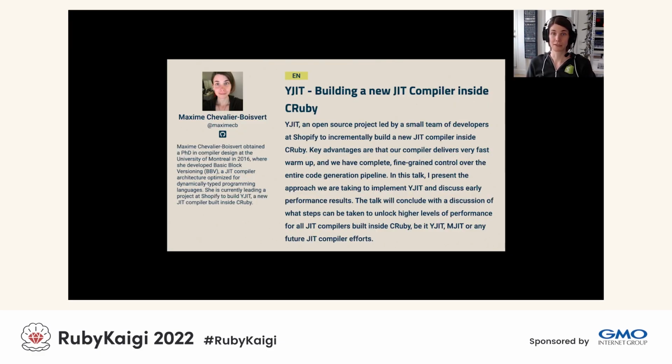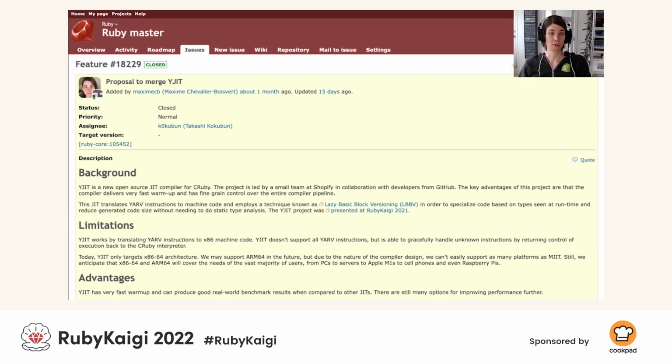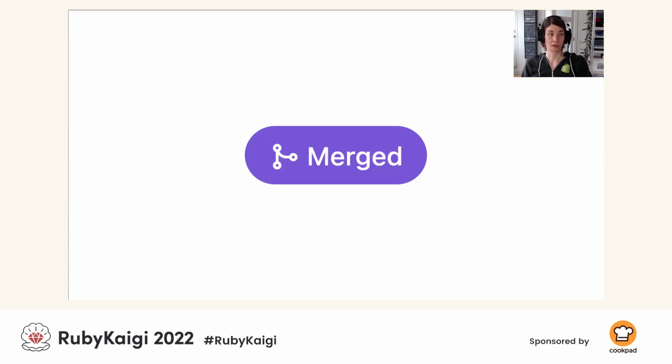So I gave a talk last year at RubyKaigi 2021 titled YJIT: Building a New JIT Compiler Inside of Ruby. Following this talk, we were invited by Ruby core contributors to submit a proposal to upstream YJIT as part of Ruby 3.1. And thankfully, this proposal has been accepted. YJIT has been merged and is now officially part of Ruby 3.1.